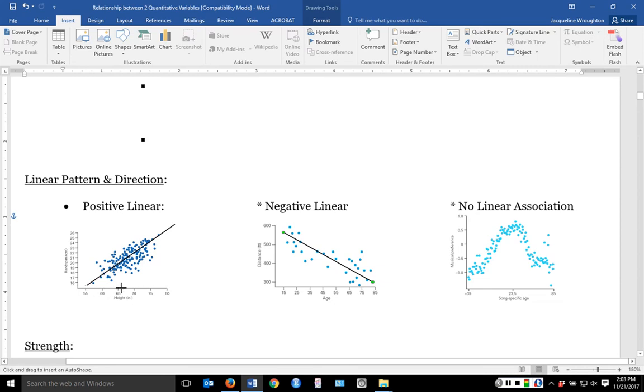Now thinking ahead, because we are going to focus a lot on interpretation, a positive relationship means as x gets bigger, y also gets bigger. Versus a negative relationship means as x gets bigger, y is actually going down. So as I go over here, I'm going down, down, down. You're going to see us interpret those things as well.